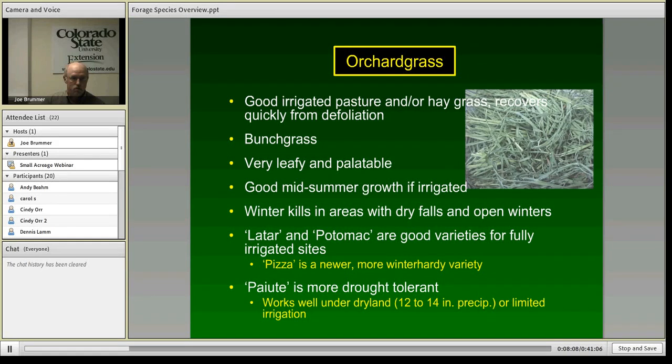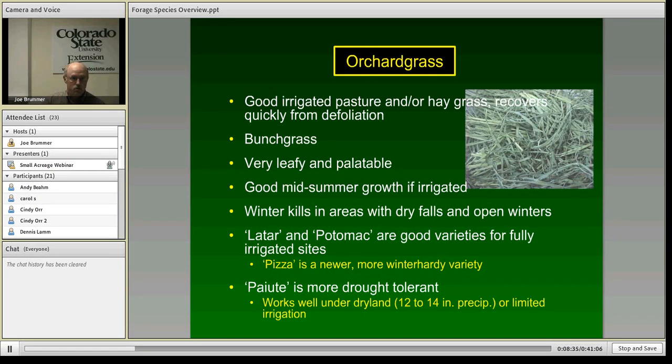Now, there are a number of different varieties of orchard grass out there, many different varieties. I've just named a few down here that might be possibilities for Colorado along the Front Range here, Eastern Plains. Latar and Potomac are two good varieties that you might want to consider planting. There's a newer variety called Pizza. It's one that I've worked with. It tends to be more winter hardy, so it's not quite as susceptible to that winter kill.